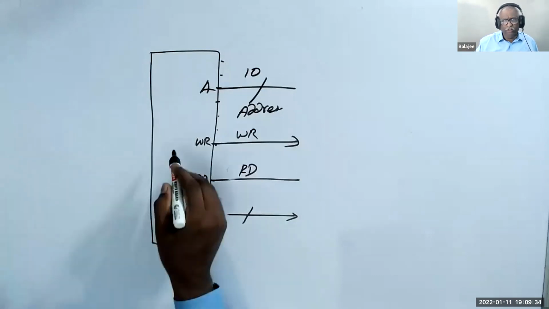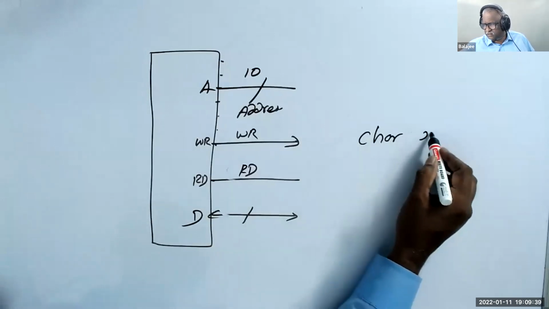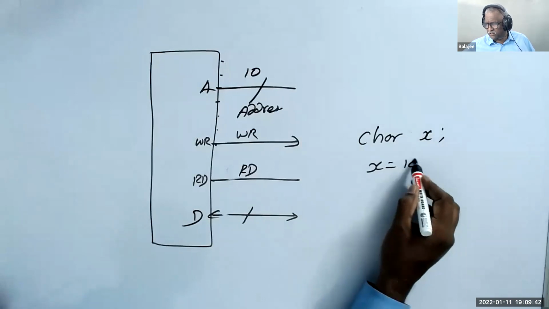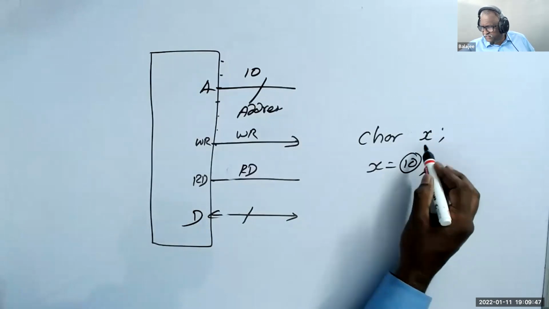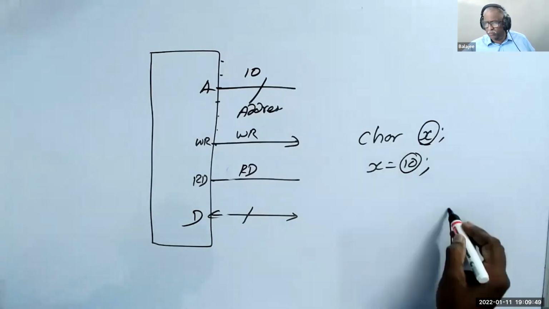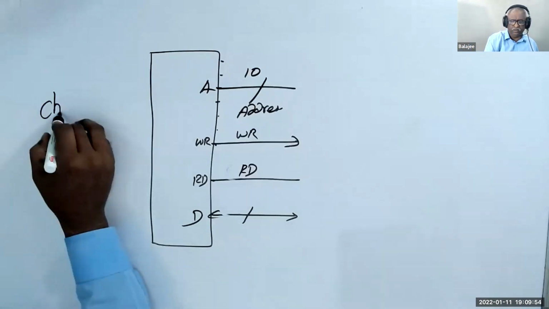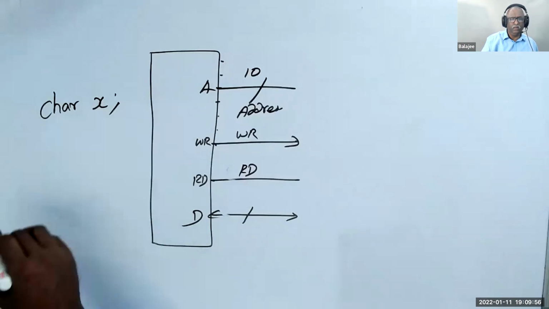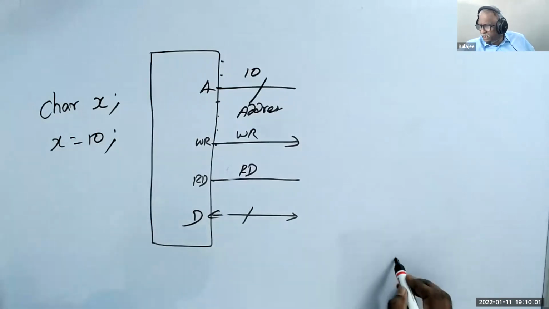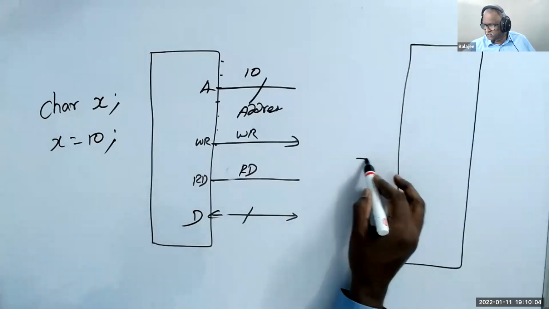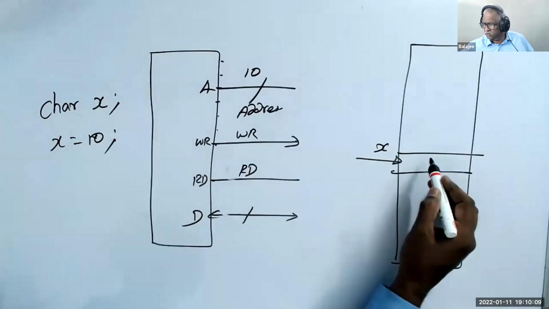Now, if you write a program, CHAR X, X is equal to 10. Now what you are doing is, you are writing 10 into X. What is X? In your memory, I write a program here: X is equal to 10. That means that in your memory, you have some location called X, and there you write the value 10.